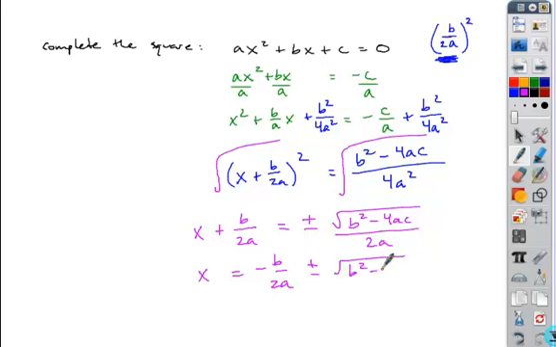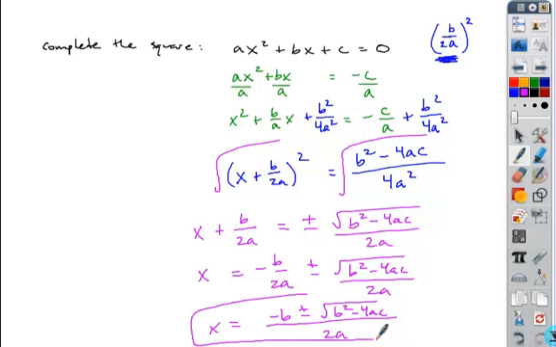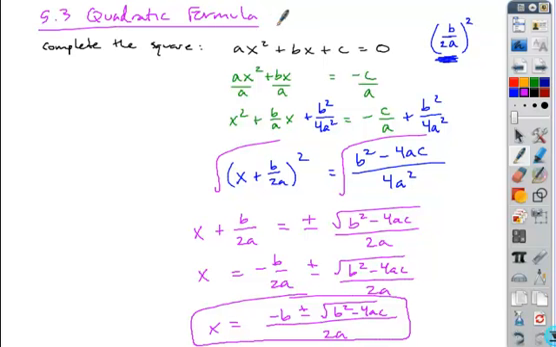So you guys can already see what's coming here, right? When we combine this all as one single fraction, what is this? Negative b plus or minus the square root of b squared minus 4ac all over 2a. Okay, so this is the derivation of the quadratic formula. So this is why completing the square always works.